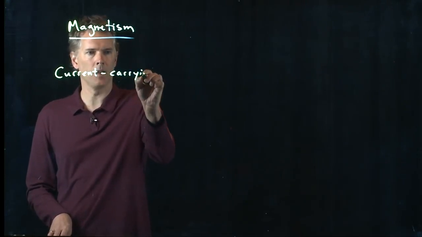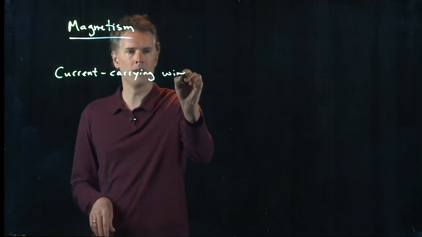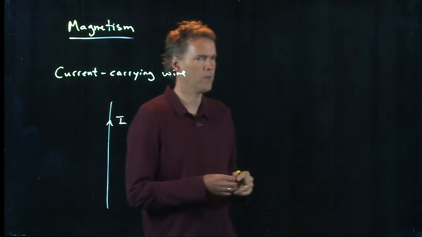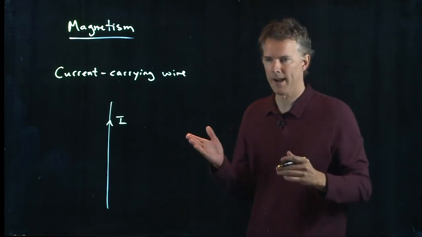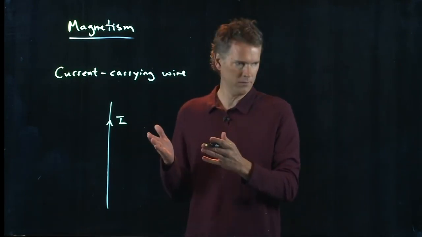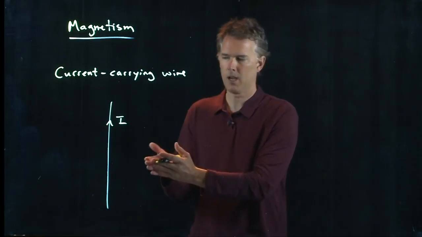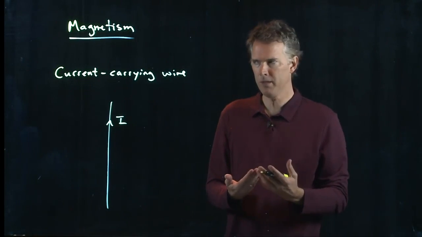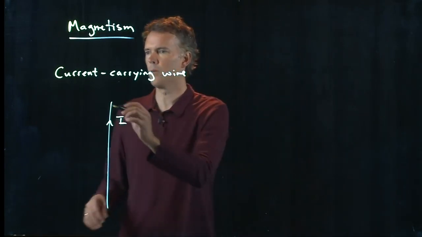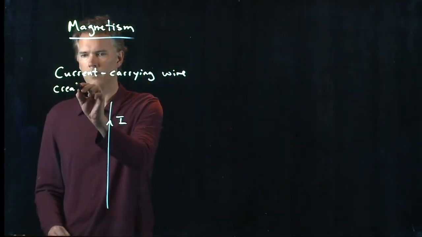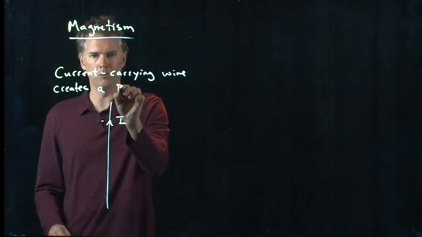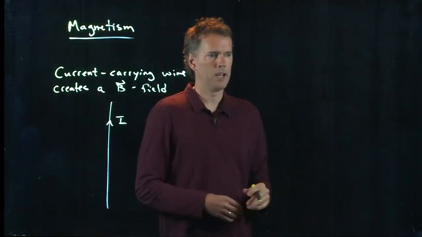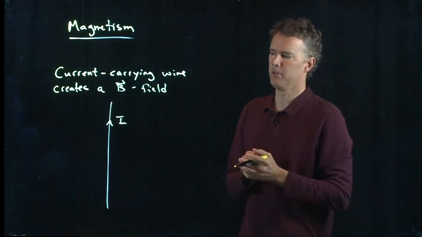Okay, so we're going to take a long wire and we're going to give it some current, I. In this wire, there are charges that are moving. Those charges that are moving, in fact, create a B field. So a current carrying wire creates a magnetic field. Remember, we use B for the magnetic field. And so the current creates a B field.